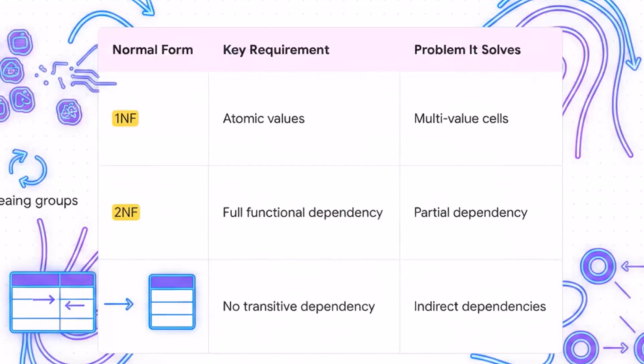So let's just do a super quick recap of our journey. First normal form, 1NF, got rid of those repeating groups. Then second normal form, 2NF, eliminated partial dependencies by splitting our tables. And finally, third normal form, 3NF, removed those sneaky transitive dependencies by splitting them again. Each step just made our data more and more organized and reliable.